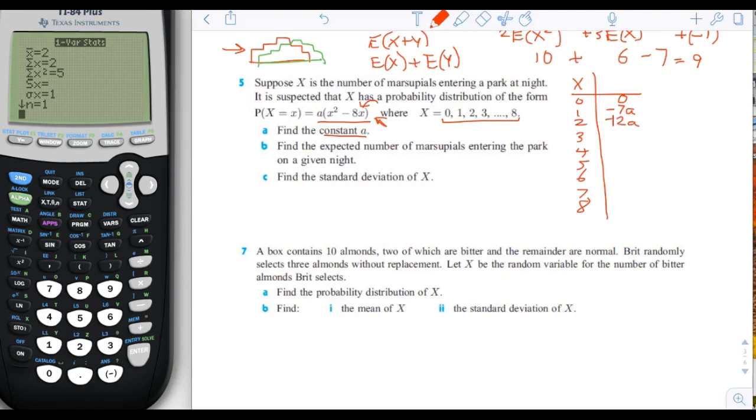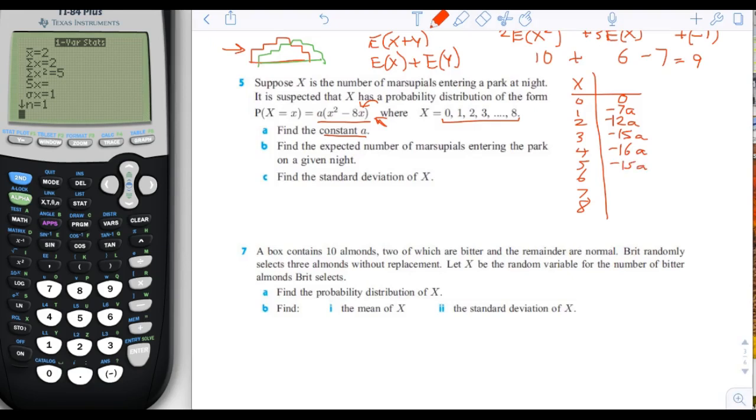3. If I put 3 in there, it would be 3 squared minus 24. So that would be 9 minus 24, which would be -15a. What if I put 4 in there? 4 squared minus 4 times 8, that would be 16 minus 32, which would be -16a. What if I put in 5? That would be 5 squared, which is 25, minus 40, which would be -15a.